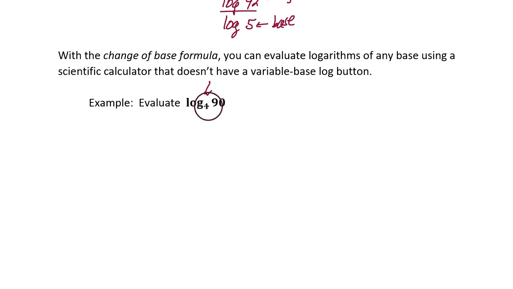So let's evaluate the base 4 log of 90. We can take the log of 90 divided by the log of 4. Please type that in your calculator to see what you get. And if you round it off, it's 3.24. So 4 raised to the 3.24 power is close to 90.